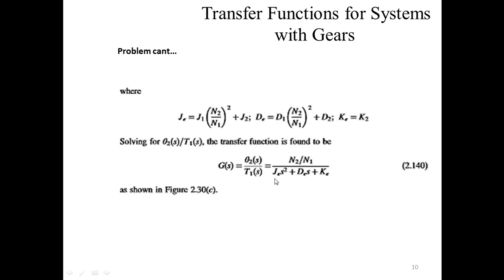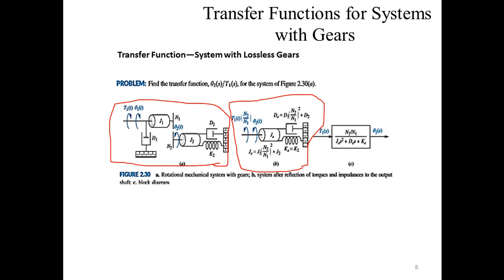You know that this J E is actually nothing but J1 times N2 by N1 whole square plus J2. Similarly, this D E that is mentioned over here is nothing but D1 multiplied by the square of N2 divided by N1 plus D2, and this K E is just K2, because you can see in the diagram there is only one spring in the system, and that is connected to J2 and not with the gears. So that is why it is not multiplied by N2 by N1.